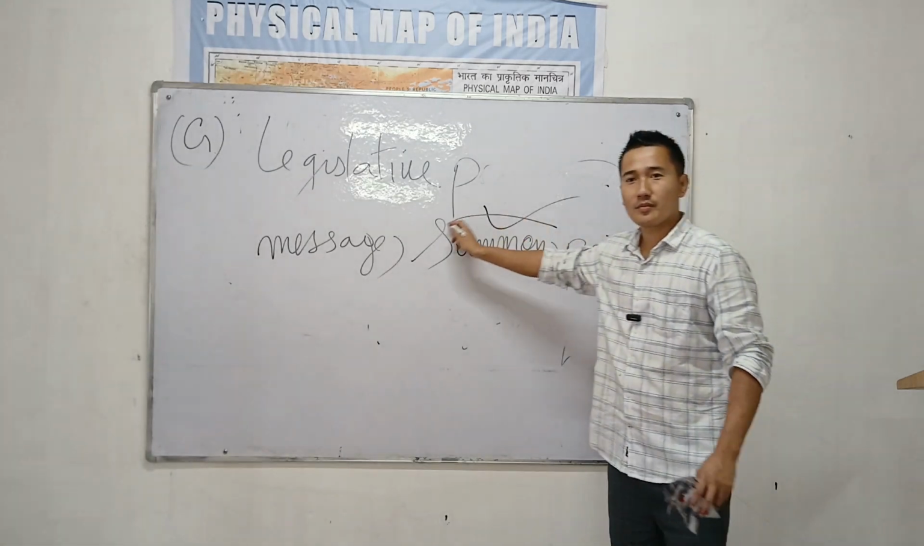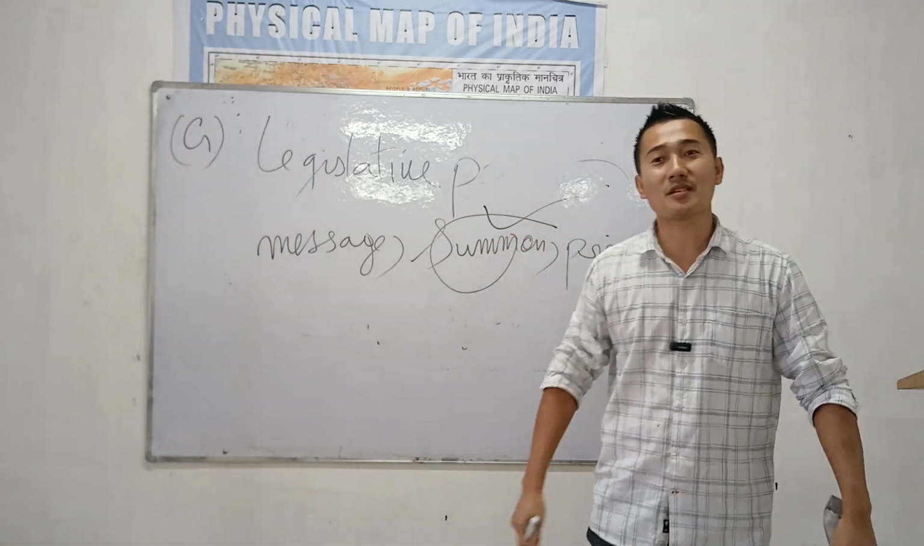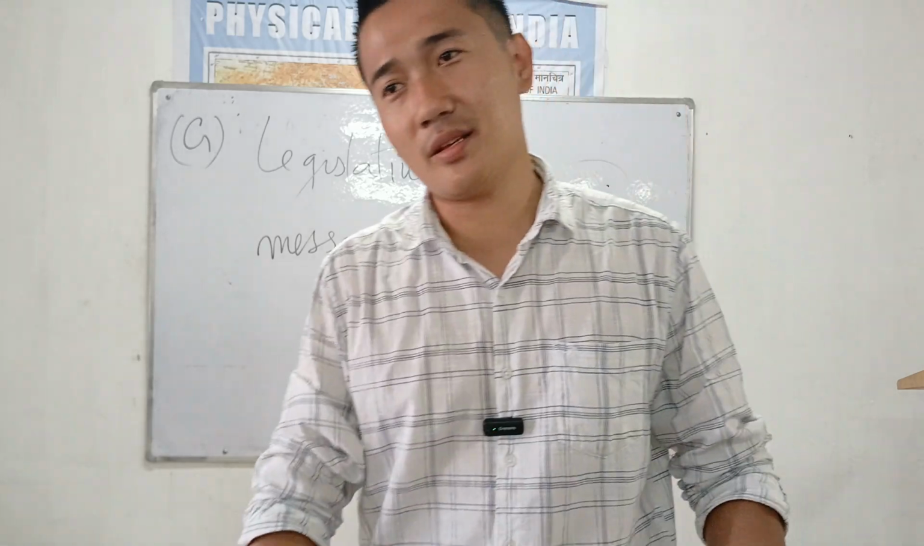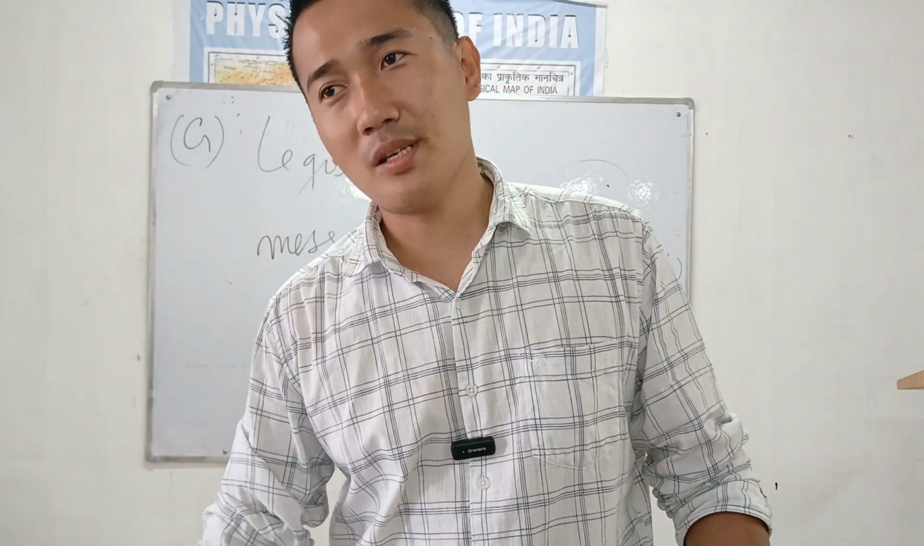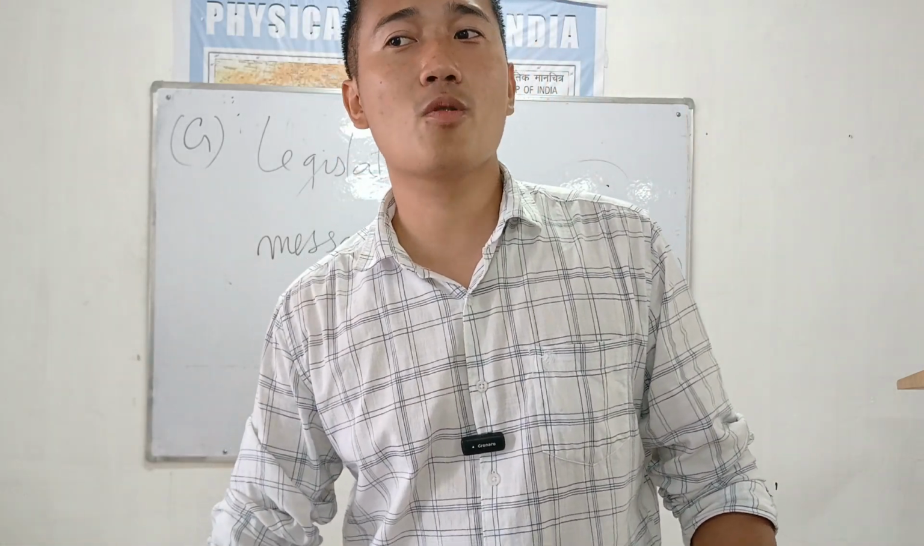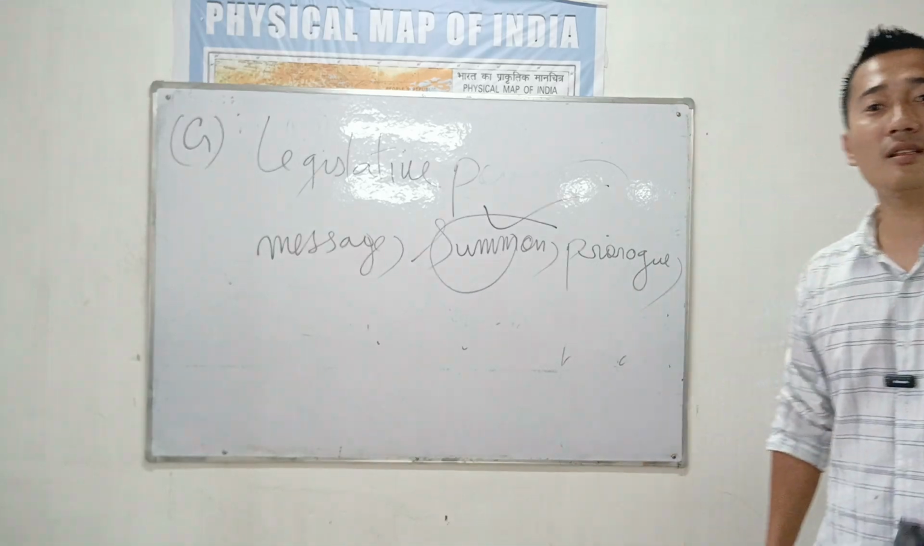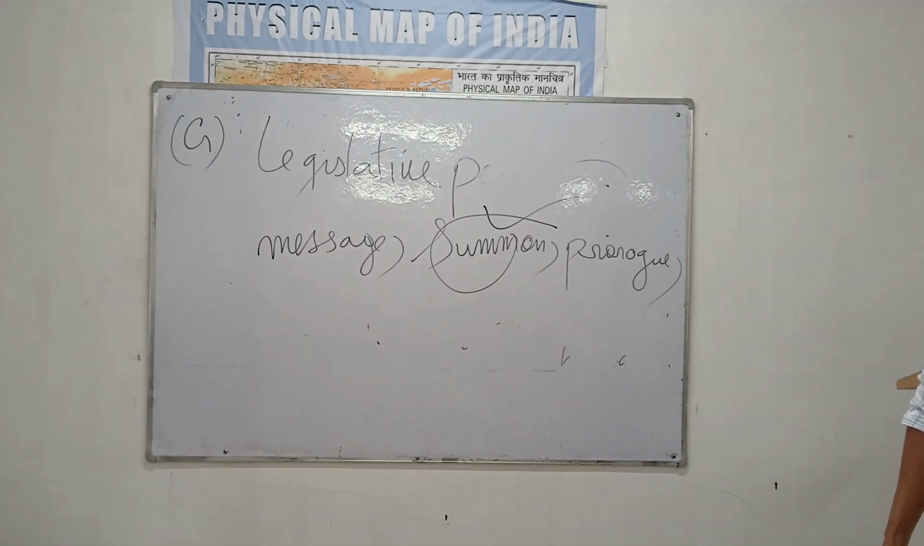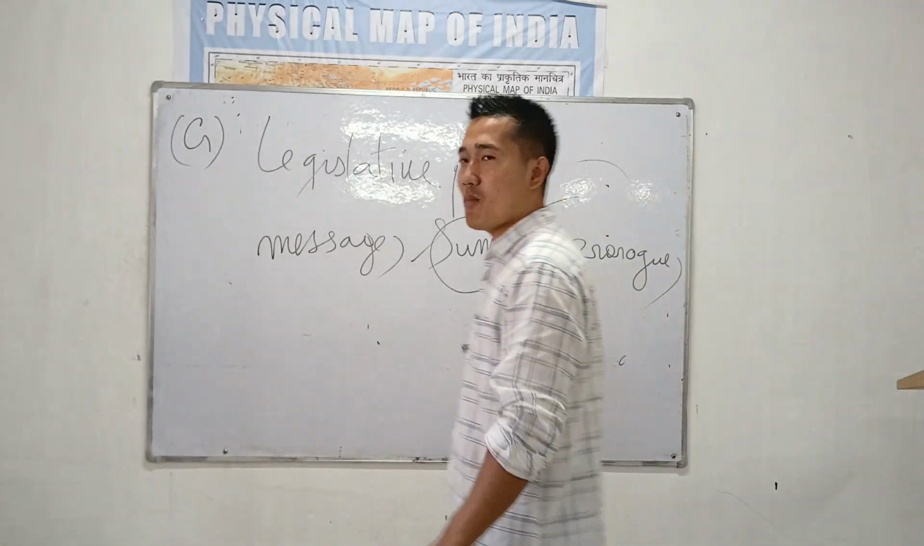Summon is what? He can call the meetings. We only have Lok Sabha and Rajya Sabha meetings. So who can do that? The President of India. And second is prorogue, which means he can even stop the session. He can call the session, he can cancel the session or stop the session. That's all. That is known as the legislative power of the President of India. Next, the most important legislative powers.